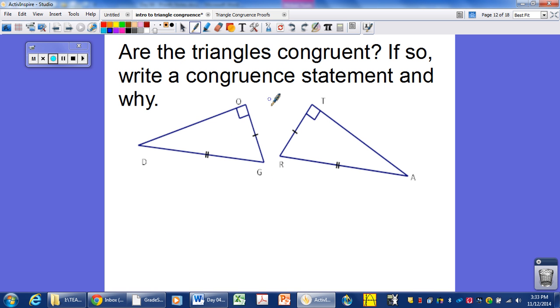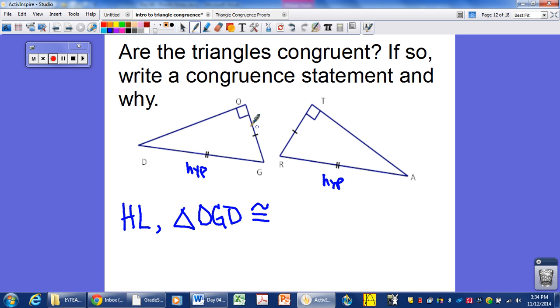Okay, a couple more. These ones, oh, here's your right angle. Sure enough, this is your hypotenuse. Okay, it's across from your right angle. So this is going to be the hypotenuse leg theorem. Okay, a right angle, here's your hypotenuse, and sure we have the short leg. So triangle OGD is congruent to triangle O goes with T, G goes with R, and D goes with A. Okay, so it doesn't matter how you write your first triangle, but the second triangle has to match up with the first one.